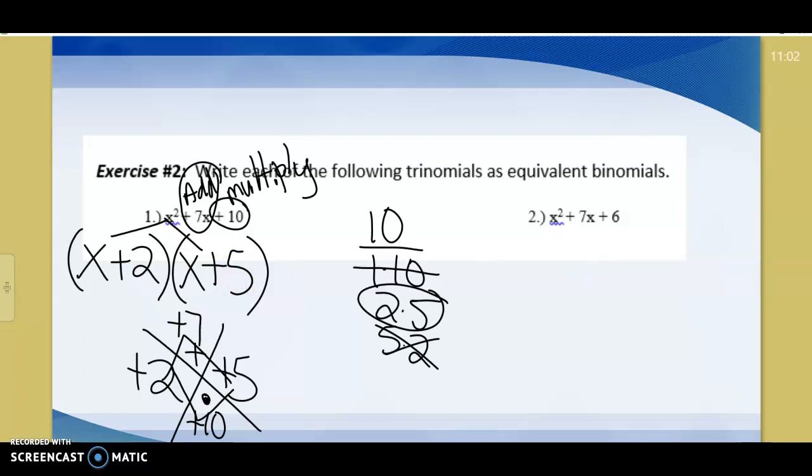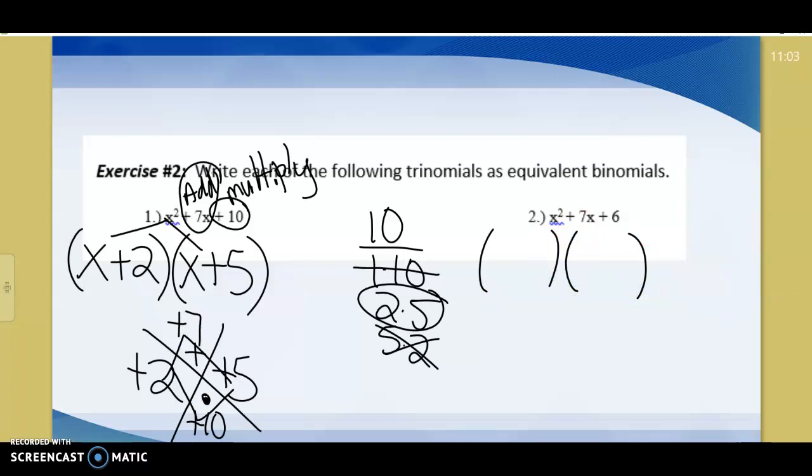Hopefully that didn't give you too much heartburn or indigestion or feelings of, oh my gosh, I can't do this. Give me the chance to go over this a couple more times and you'll be a pro in just a matter of moments here. So again, let's look at the next one and think about what we're trying to create. We're trying to create two binomials. We're trying to put this back into binomial form.